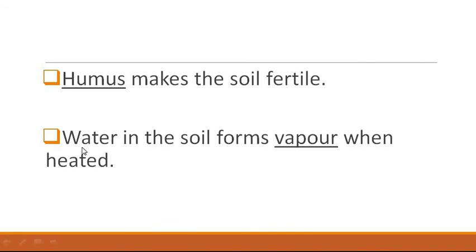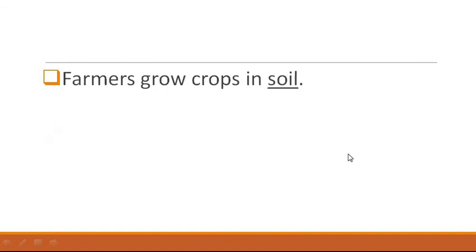The next blank is water in the soil forms dash when heated. Repeat the answer after me. Vapor. The second time, vapor. This is very much obvious, students. You must be knowing this. When you heat the water, it turns into vapor, into the smoke, correct?